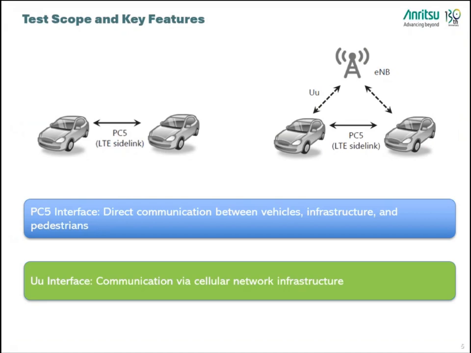So how are these two different, the PC5 and the Uu communication? PC5 communication is a direct communication between vehicles or any infrastructure or any pedestrian or anything around the vehicle. And when it has to communicate over a far distance network, it has to communicate via Uu communication or the cellular network, which can comprise LTE or maybe 5G technology.